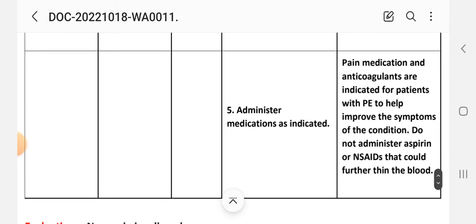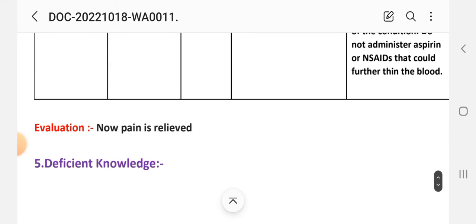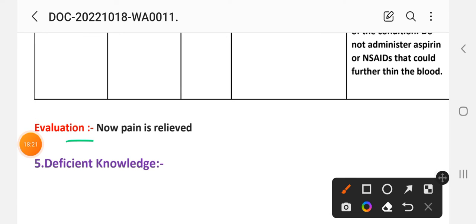And here, administer medication as indicated. Pain medications and anticoagulants are indicated for patients with pulmonary embolism to help improve the symptoms of the condition. Do not administer aspirin or NSAIDs that could further thin the blood. After providing these interventions, we write the evaluation for this care plan. Now your evaluation is: pain is relieved.